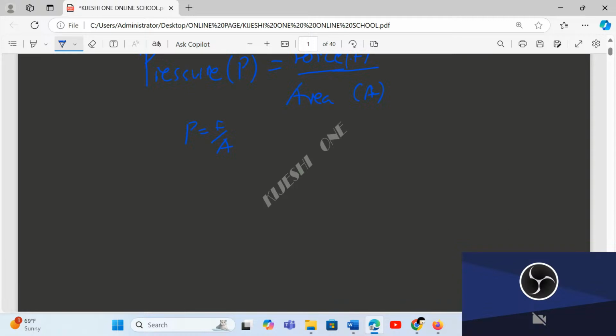From this formula, which you can call equation 1, this means that force will be given by area times pressure. You can call this one equation 2. And then area will be given by force over pressure, P. This is equation 3.